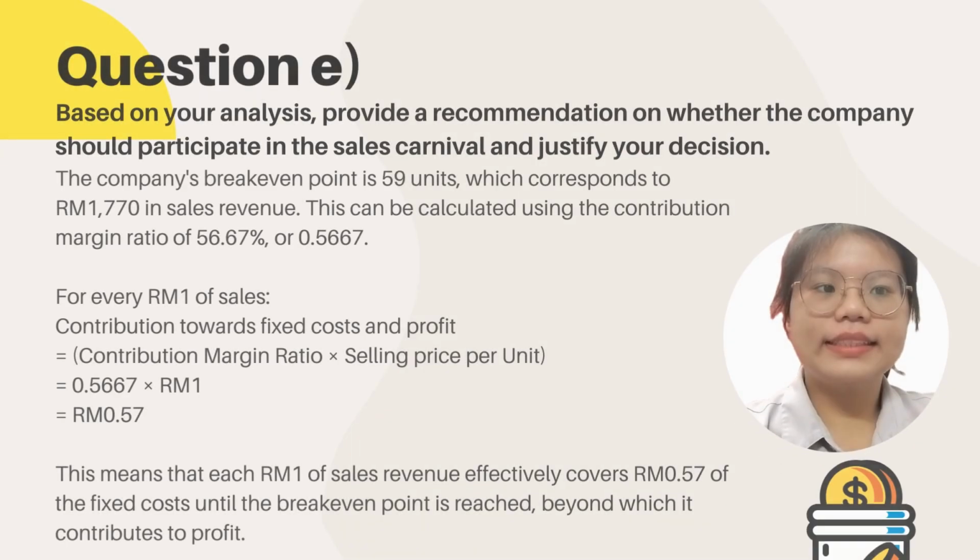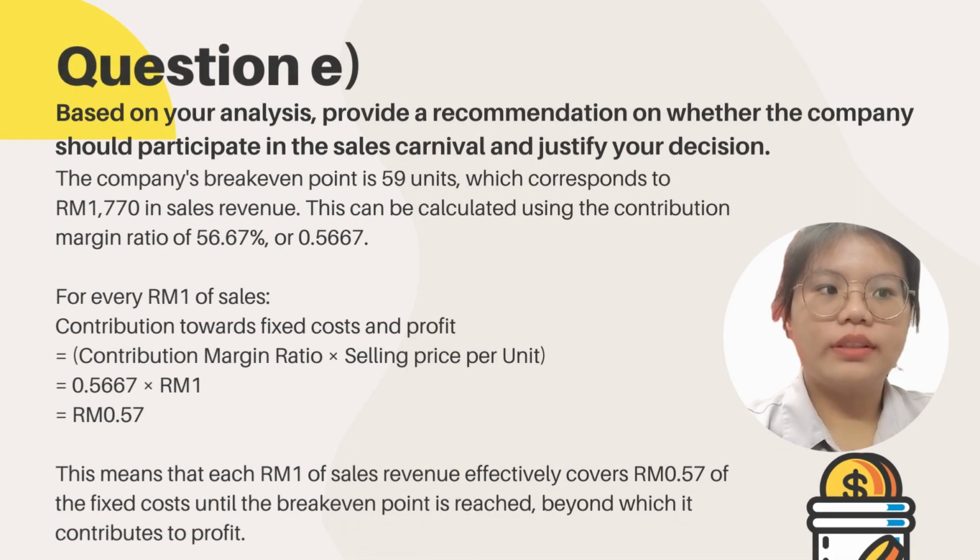Based on the analysis, provide a recommendation on whether the company should participate in the sales carnival and justify the decision. The company's break-even point is 59 units, which corresponds to 1,770 in sales revenue. This can be calculated using the contribution margin ratio of 56.67% or 0.567. For every 1 ringgit of sales, the contribution toward fixed cost and profit is the contribution margin ratio times the selling price per unit.